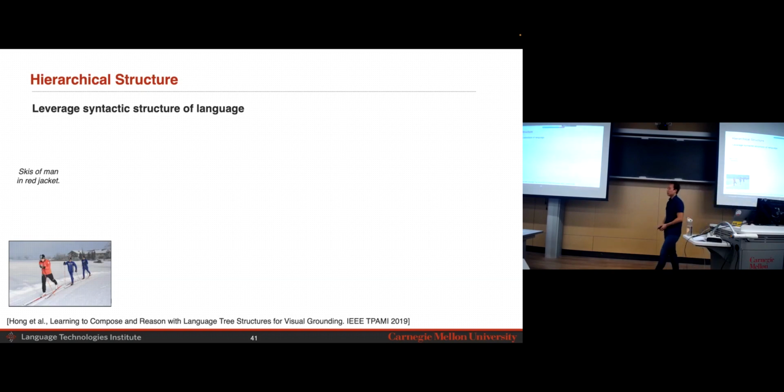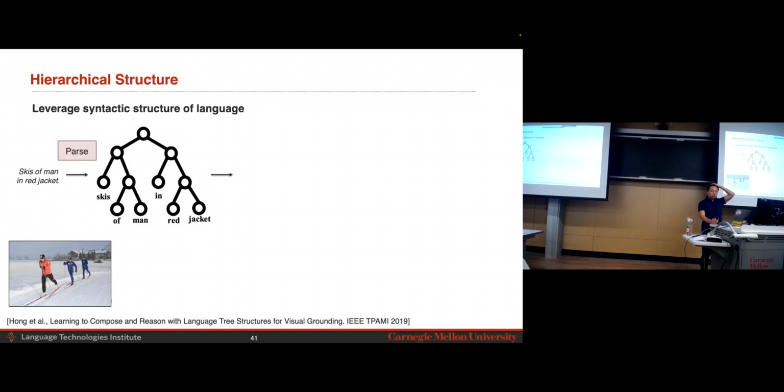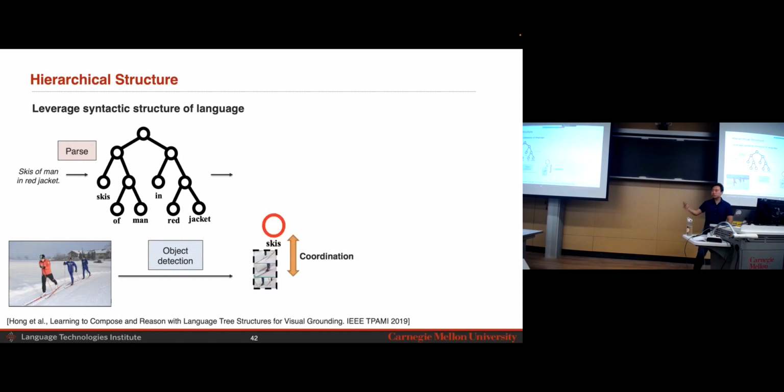So this very nice paper, as a motivating example, tries to do image text retrieval. So the image over here, I have the text, skis of a man in a red jacket. How do I match these two? So one thing you can do is you can start by parsing your caption into a syntactic structure. Basically it looks like a tree. And you can start matching. You can also detect all the objects inside the image. You can detect the man, the skis, and so on. And then you can start matching these up in the form of this structure.